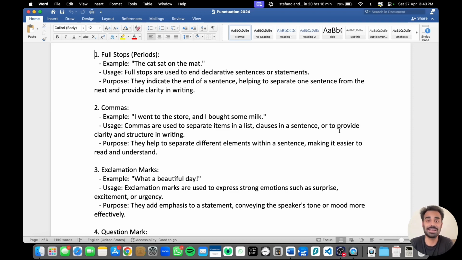A comma cannot handle the load of two independent clauses. It's not qualified or something like that, but it's definitely a grammar rule. So what do we do? And what do you call this mistake? You actually call it the comma splice.